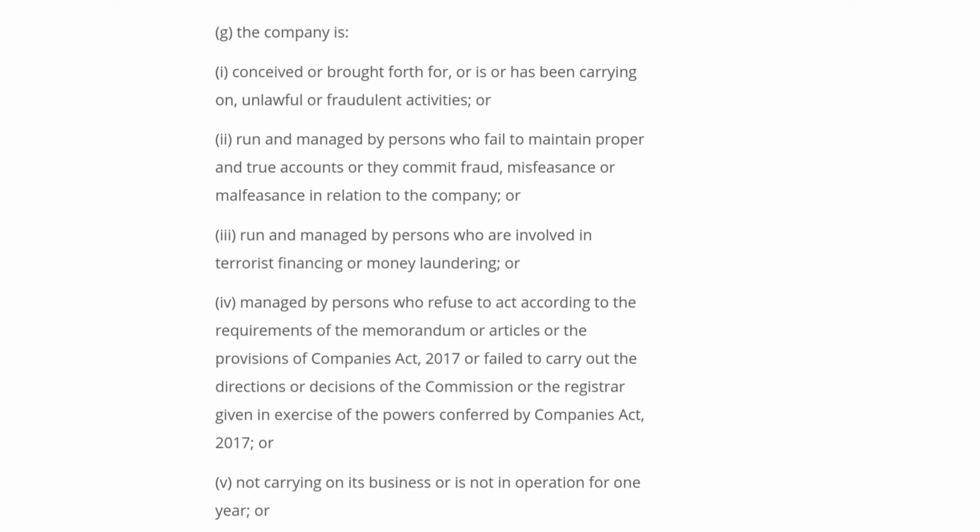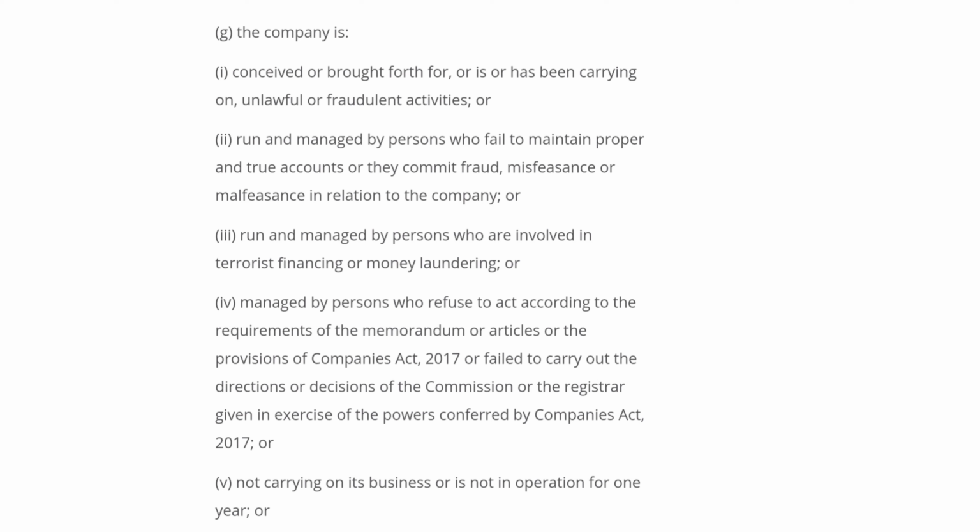So just remember that these are two reasons that you have to remember as examples on the basis of which an NPO's license is going to be revoked if the Commission discovers that that particular NPO is not only personally involved in terrorist activity or money laundering, but that it is run and managed by persons involved in it.